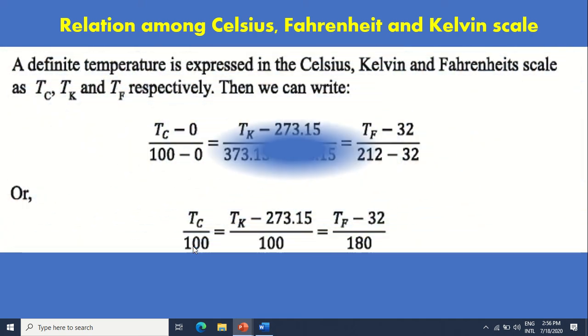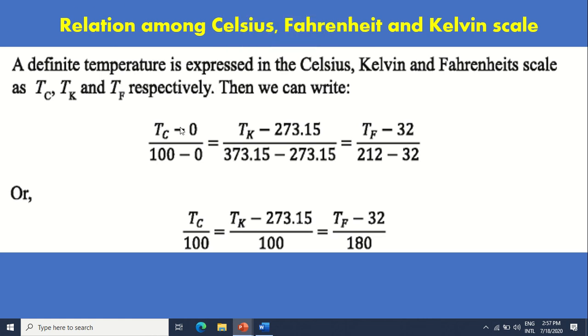Relation among the Celsius, Fahrenheit and Kelvin scales. So if a definite temperature is expressed in the Celsius, Kelvin and Fahrenheit scales as Tc, Tk and Tf respectively, then we can write this equation. This equation clarifies that Tc means any temperature in the centigrade scale, and if you want to measure any temperature in the centigrade scale, you will symbolize it as Tc, or you can also write it as theta c. No matter, you can write any one of them.